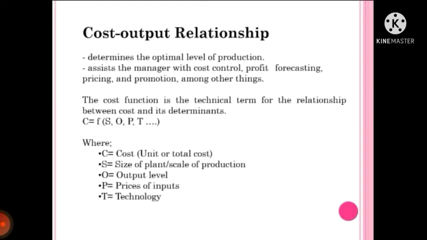What is the cost-output relationship? It determines the optimal level of production. It assists the manager with cost control, profit forecasting, pricing, and promotion, etc. The cost function is the technical term for the relationship between cost and its determinants. Cost equals a function like C = f(S, O, P, T), where C stands for cost, unit or total cost, S stands for size of plant or scale of production, O for output level, P for prices of inputs, and T is for technology.